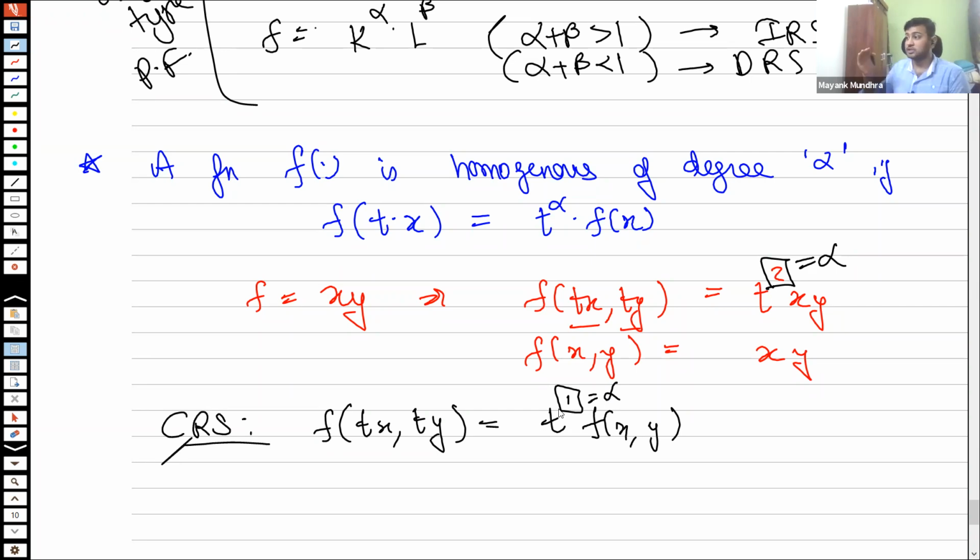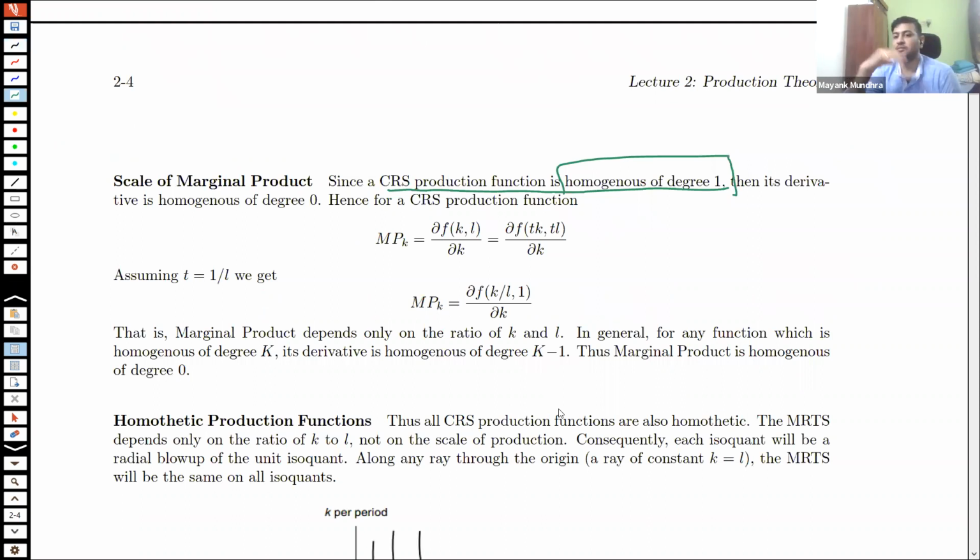See, homogeneous functions are not a property of economics. It's a mathematical property, so it's very widely used in maths. CRS, constant returns to scale, is something which is relevant only to economics. So CRS production functions are going to be homogeneous of degree 1. We are going to look at some important properties of CRS production functions and why they make sense.